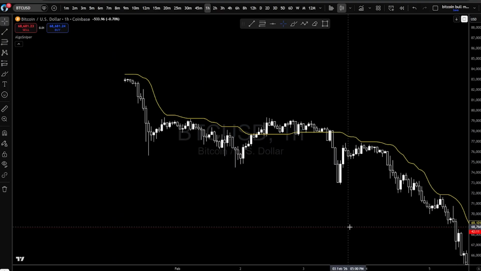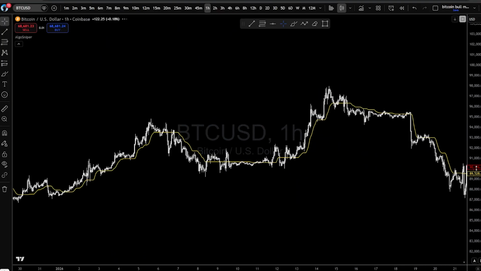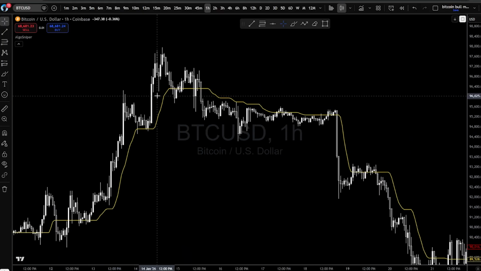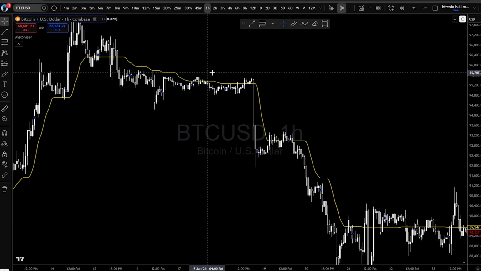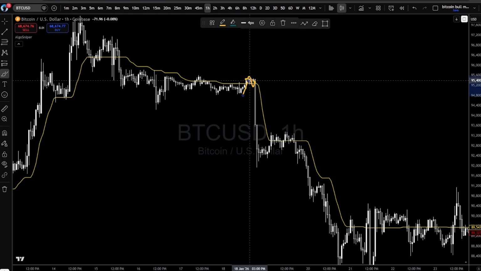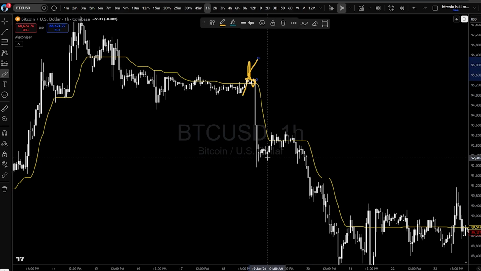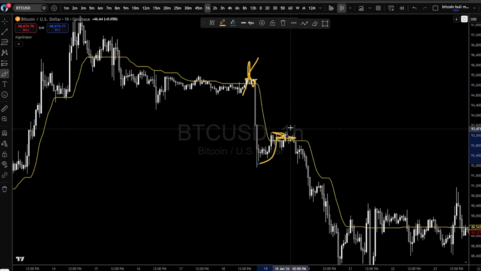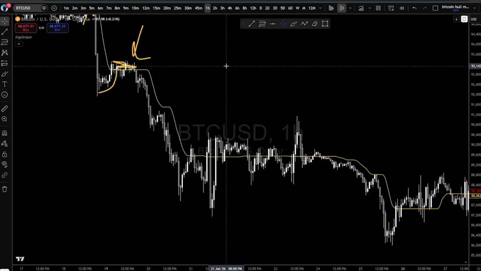This indicator will prevent you from knife catching, and you can see that after a huge pump, once it starts to break and close under it, you have a massive crash and it continues to act as resistance. You see, it comes up into it and rejects, and then look, a huge crash down. It comes up, fails to break above, and starts to crash down. This indicator is going to keep you in very good trends.